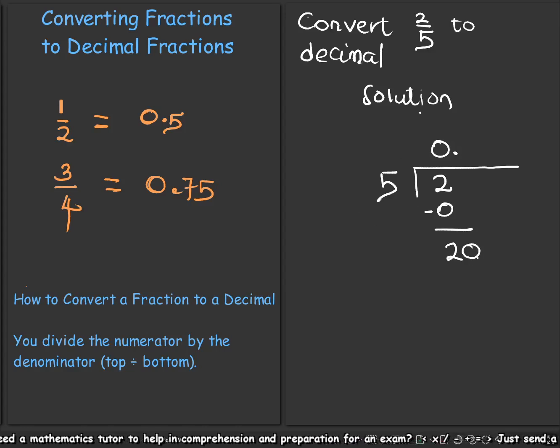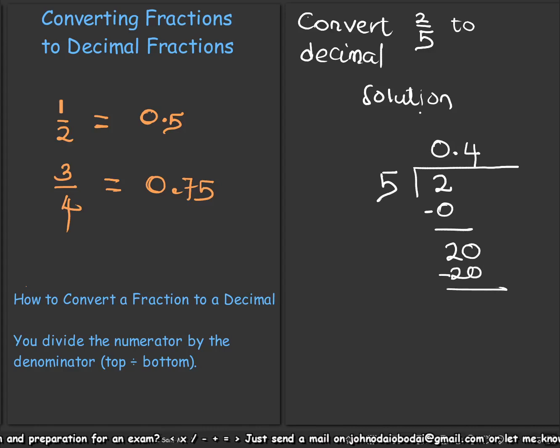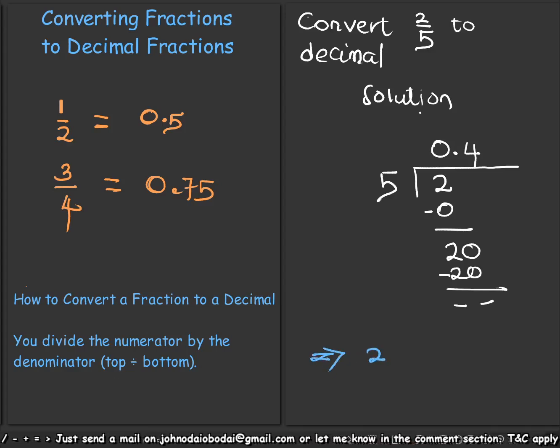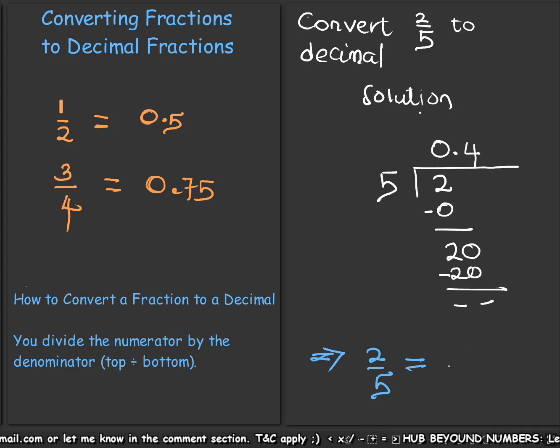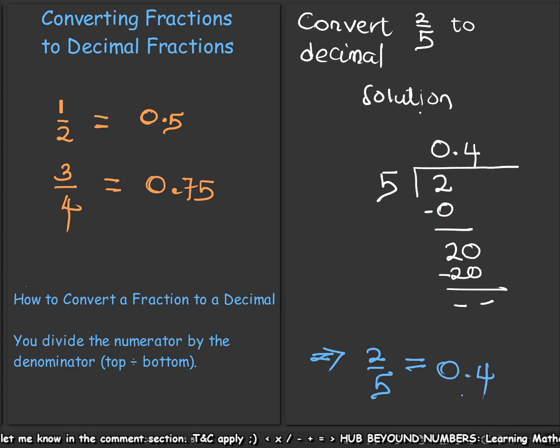Then we say 5 divides 20, the whole of 20, how many times? 4 times. So you put our 4 here. 5 times 4 gives us 20. This time around, if we subtract, we have nothing left. So this simply implies that 2/5 as a decimal is what we have up here, which we call the quotient: 0.4. That is our answer for this conversion.